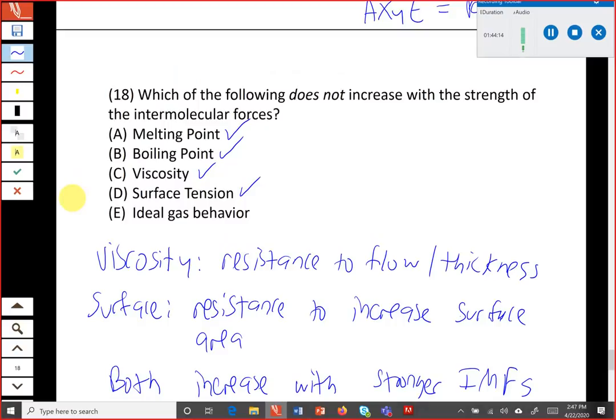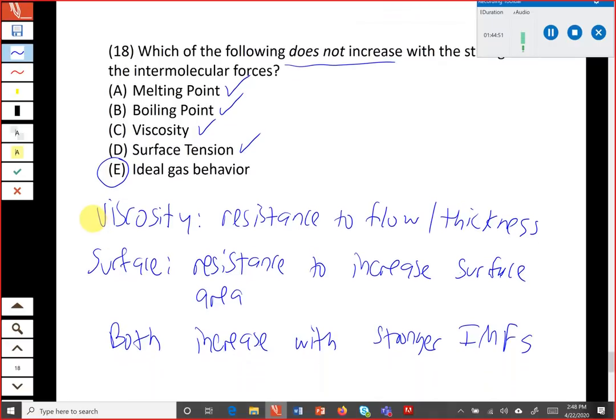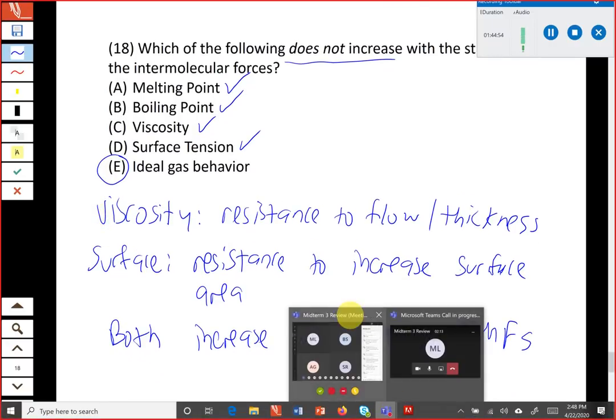So the last one, which should be our answer because we're looking for the one that does not increase, is ideal gas behavior. This one we also talked about in the previous problem. If you have strong intermolecular forces, the gas molecules are going to start attracting each other. The ideal gas law assumes that they're not attracted to each other, and so stronger intermolecular forces are going to lead to deviations from ideal gas behavior. This would be the correct answer here, because ideal gas behavior assumes that you don't have any intermolecular forces. So if you increase the intermolecular forces, the substance is going to behave less like an ideal gas. Okay, so that is that one.